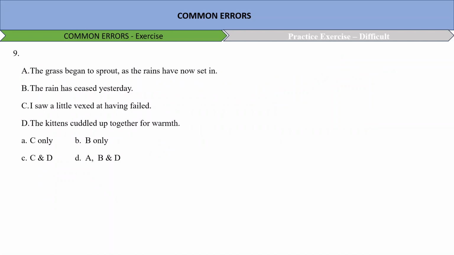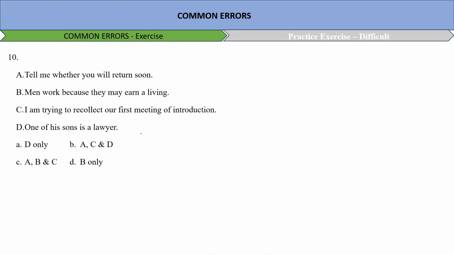The grass began to sprout as the rains have now set in. The rain has ceased yesterday. I saw a little vexed at having failed. The kittens cuddled up together for warmth. Okay. So I think all options are correct. Over here, I can just say that it should be I was a little vexed. I was a little vexed at having failed. And according to that, option number D is the appropriate answer. Next question.